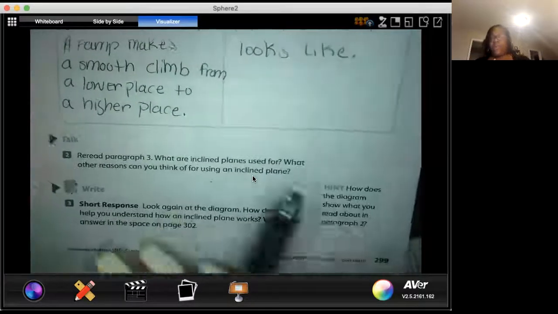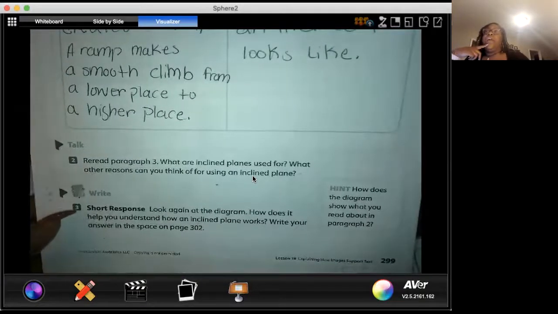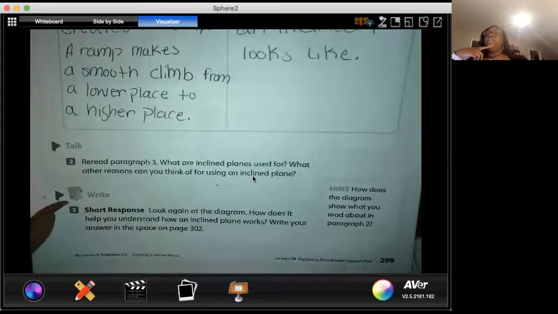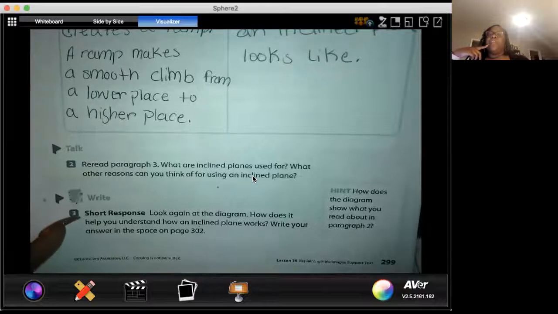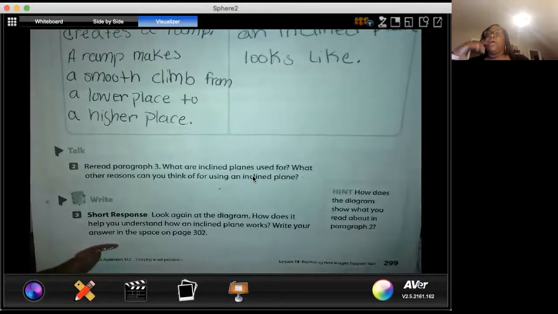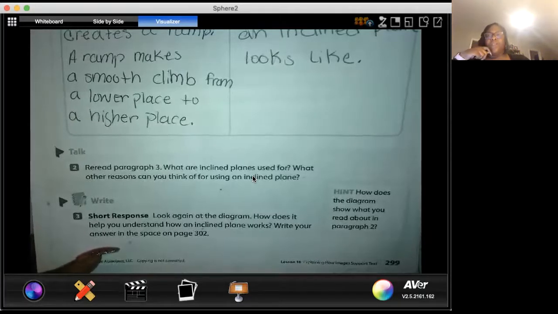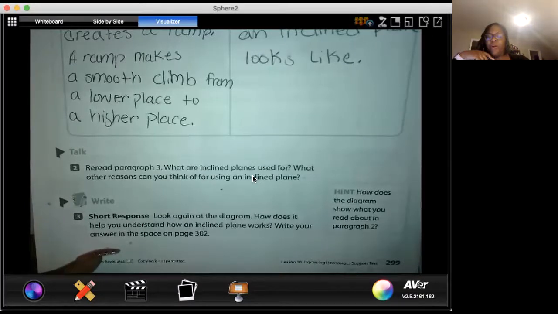What's something else we could use an inclined plane for? So they've already talked about wheelchairs. They've already talked about moving things. What about, gosh, I can't think of one right now. So we talked about moving things. Pause the video and see if you could come up with another thing to use a ramp for.